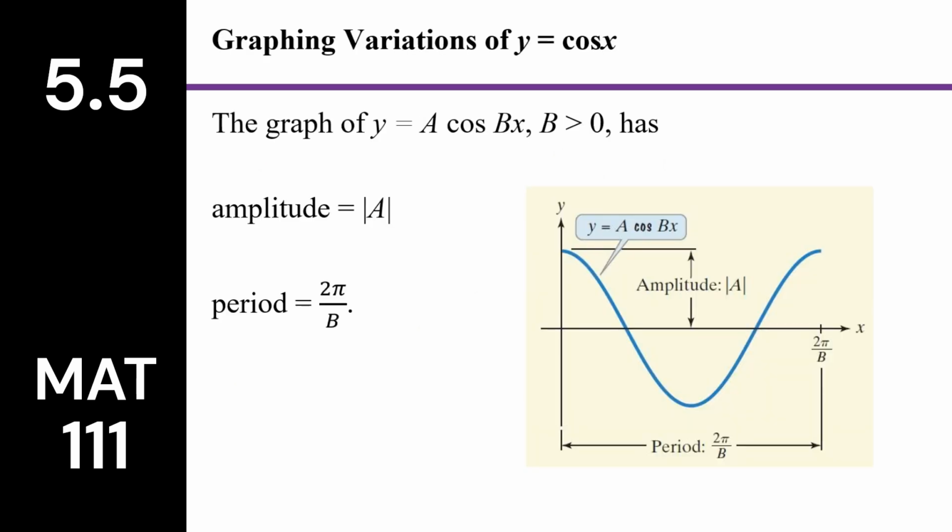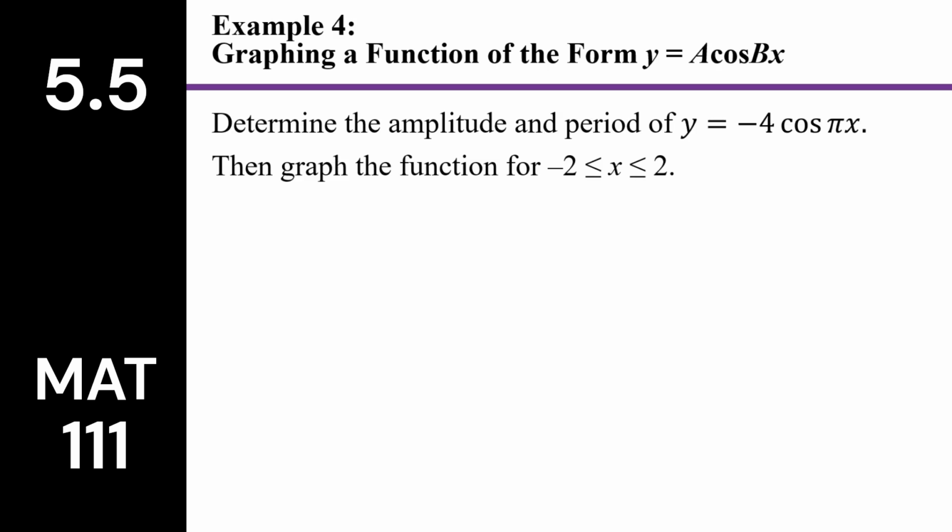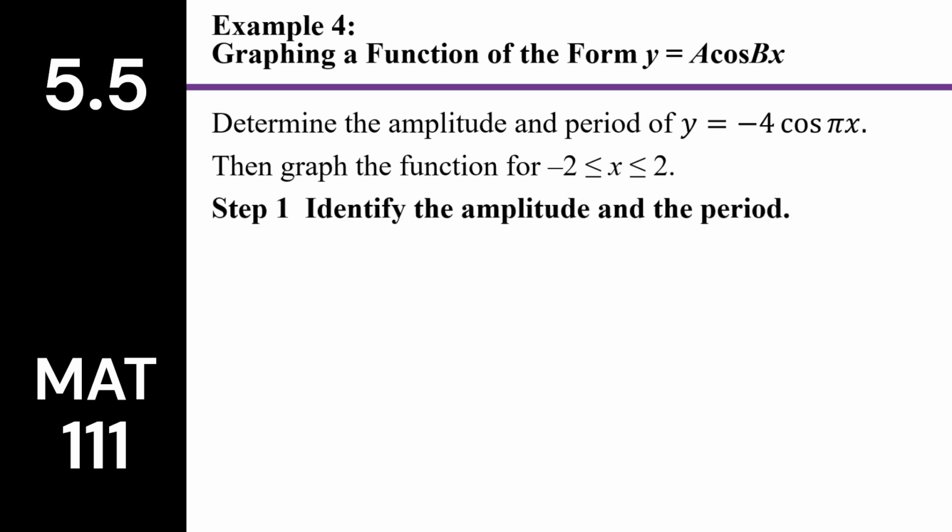Graphing variations of the cosine graph are very similar to those of sine. The amplitude is still the absolute value of a, and the period is 2 pi over b. Let's look at this example. Determine the amplitude and period of y equals -4 cosine of pi x, and then graph the function from -2 to 2. Step 1 is to identify the amplitude and period.